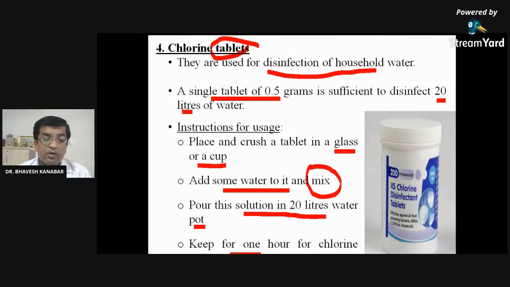So keep it for 1 hour for chlorination. As we know, there is a contact period of 1 hour. So after 1 hour only can we use this water. Contact period means the time for the chlorine to act, the time for the chlorine to kill the organisms, the time for the chlorine to disinfect the water. That is the contact period.